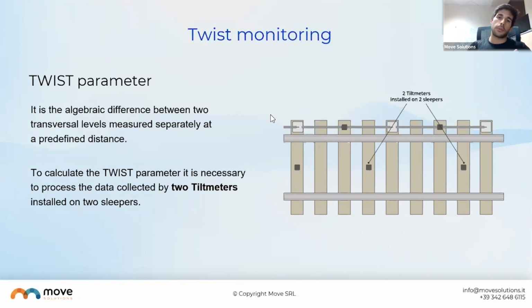And this is probably the most interesting parameter to monitor because derailment is typically associated, and can definitely be associated, with the twist. So when the twist becomes concerning, well, that can be one of the leading causes of derailment in the railway industry.